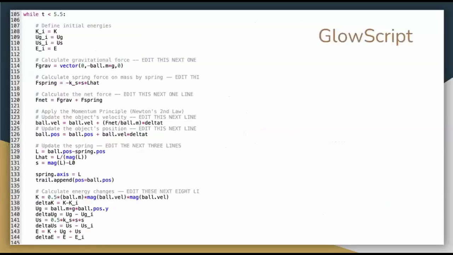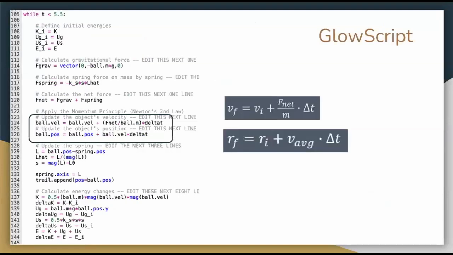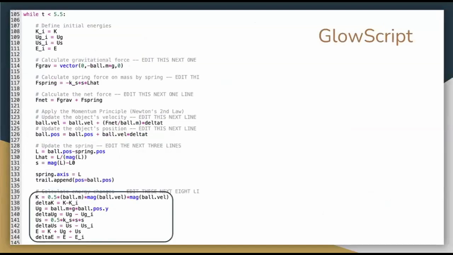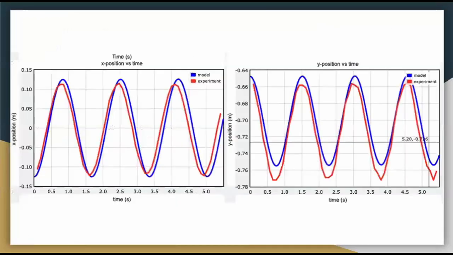Now, there's a lot going on inside the while loop, so I'm just going to briefly explain the process. Here, we are simply defining the initial energies of our system at the start of each iteration. Now we will use the gravitational force and Hooke's law to calculate the net force acting upon the system. Of course, we'll also have our velocity and position update formulas, and we will continue to update the spring at each iteration. And finally, we will calculate the change in kinetic, gravitational potential, and spring potential energy of the system. This will allow us to calculate the total change in energy of the system and see if energy is conserved.